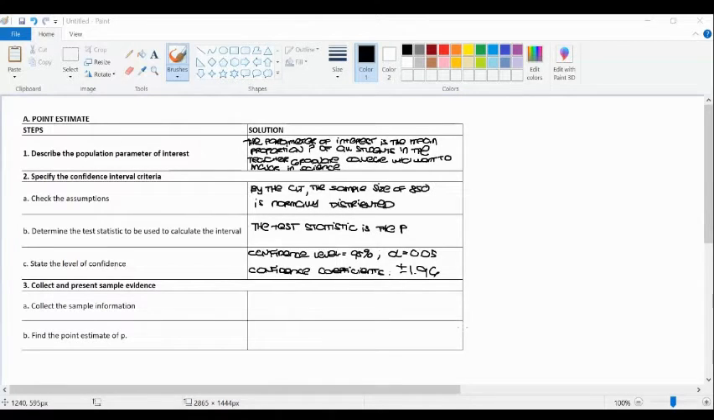For our third step, we need to collect and present sample evidence. The sample information is your random variable x of 368 and your sample size n of 850. Lastly, we need to find the point estimate of p, and to find that, we'll be using this formula: p hat is equal to x over the sample size n. That will be 368 divided by 850. That will give us 0.43432, or rounded off, 0.43. Therefore, the point estimate of the population proportion is 43%.